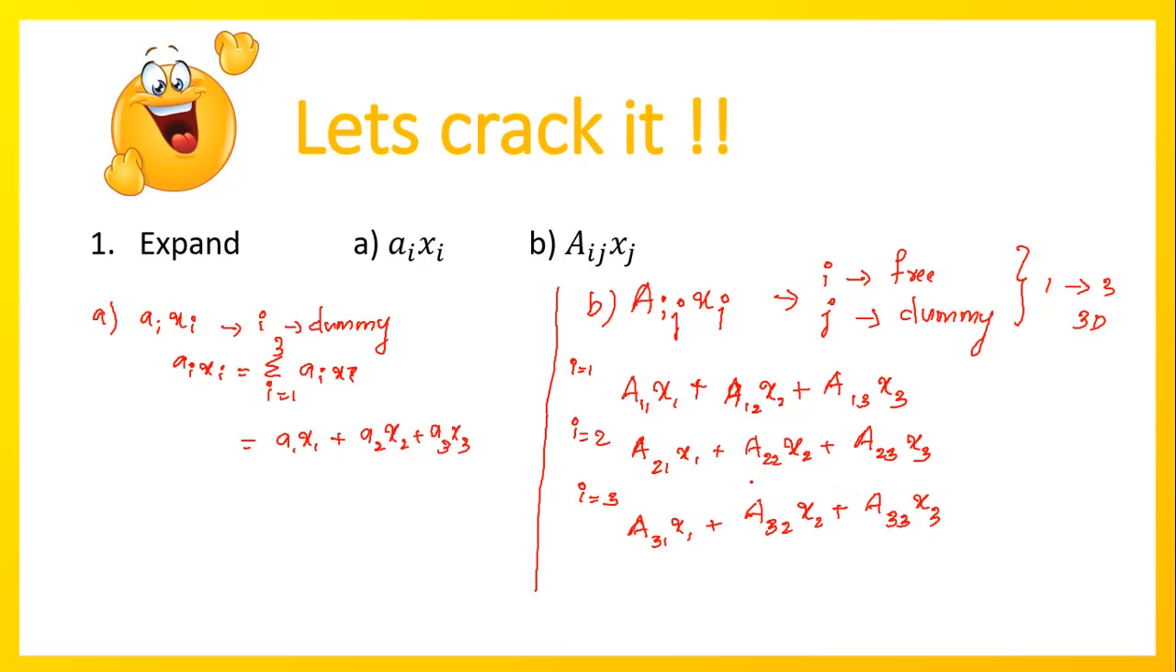So, hope you have understood the difference between a free index and the dummy index. Here we had only a dummy index, so just one equation with 3 different terms. Here we had a free index as well as a dummy index. So, we have 3 different equations, each having 3 different terms.